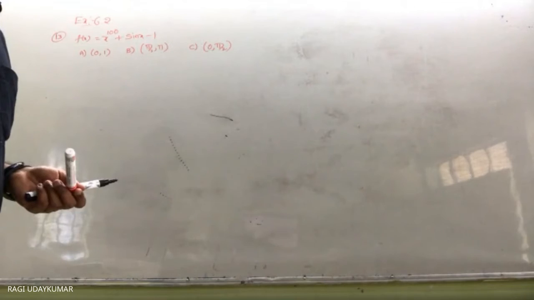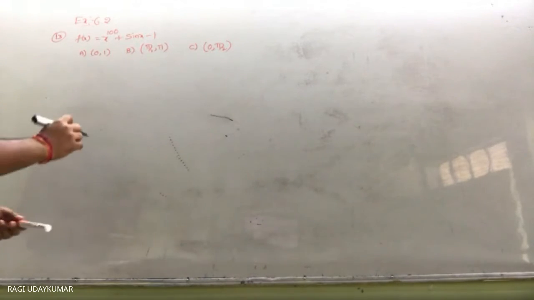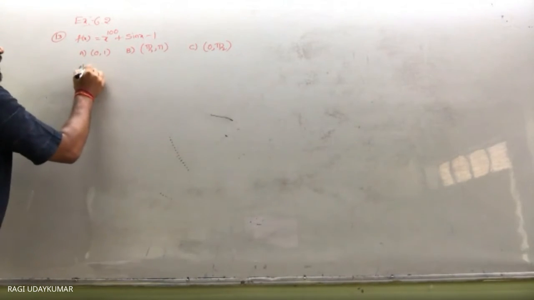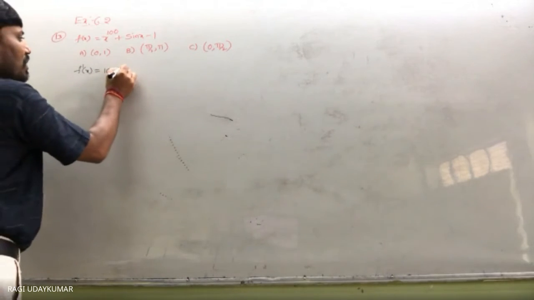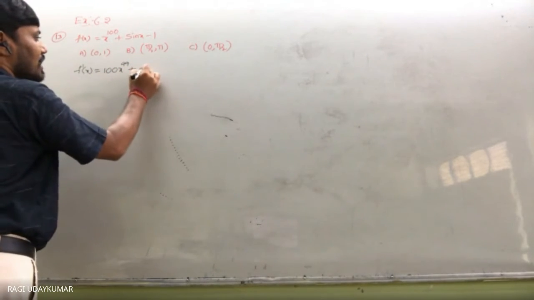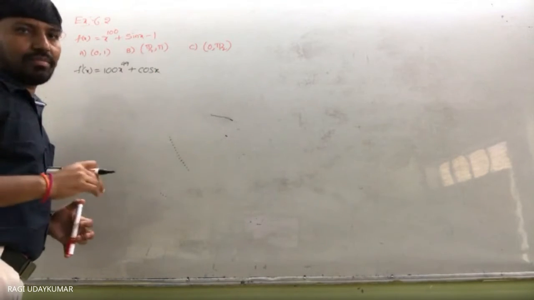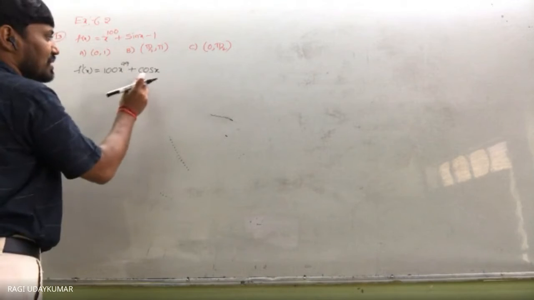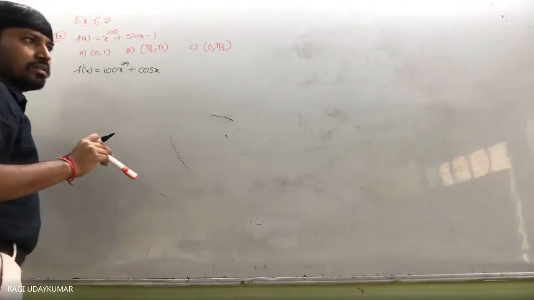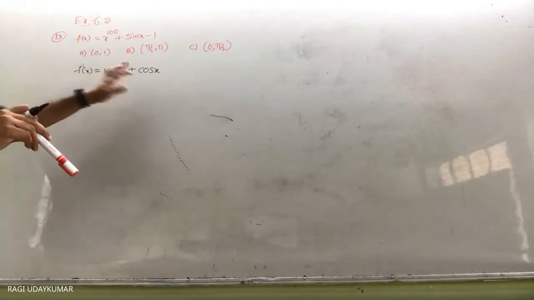To find increasing and decreasing, f of x is given, so find f dash of x. f dash of x is equal to 100x power 99, the differentiation of sin x is cos x, and the differentiation of 0 is 0. So it is 100x power 99 plus cos x.